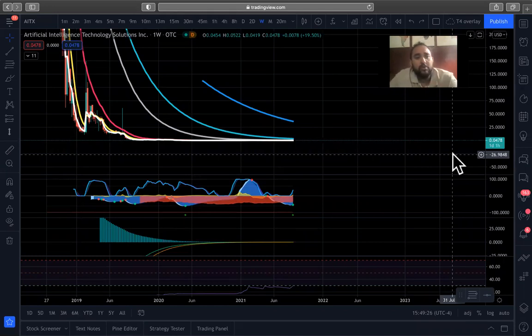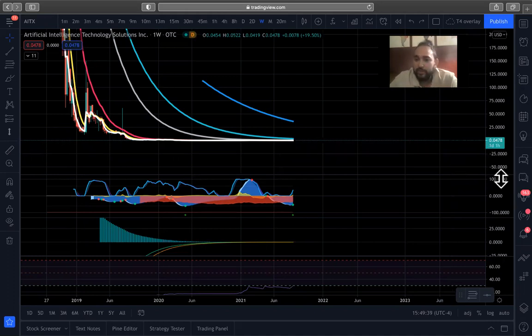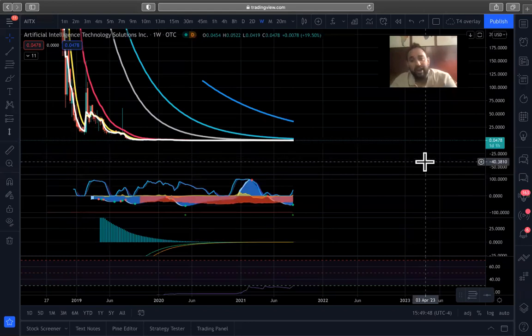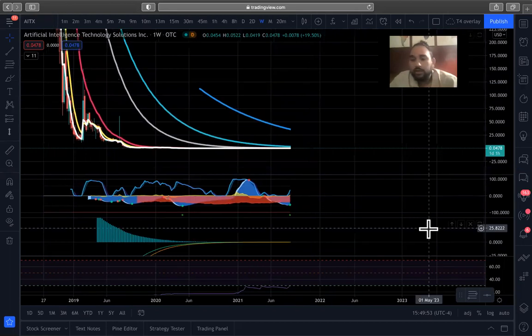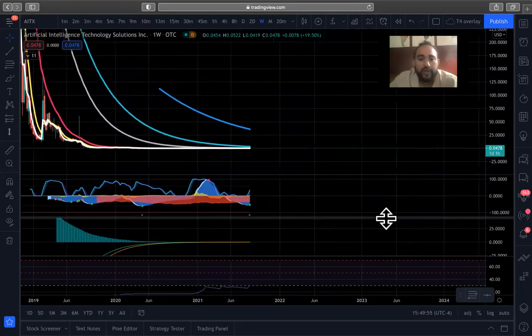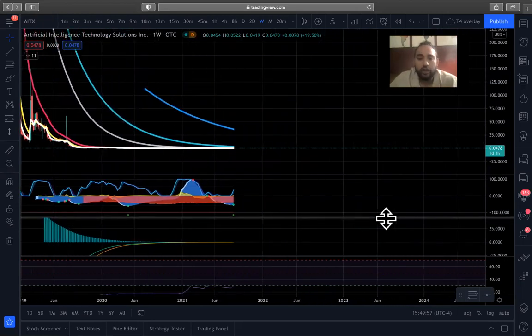And today we're going to do a stock analysis on a company that was brought to my attention, and that was AITX, Artificial Intelligence Technology Solutions. And this is a penny stock, an OTC stock. So if you're trading on Webull, you will not be able to trade it there. You need a platform like Thinkorswim or E-Trade or Ally. They all allow you to trade OTC stocks. So with that being said, let's dive in to what I see on the charts.